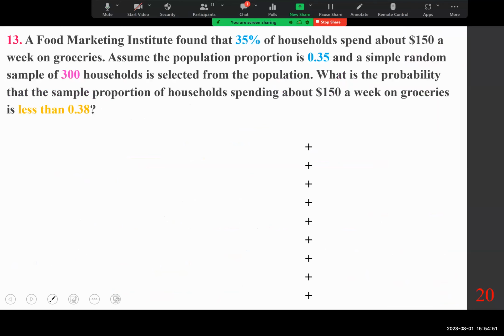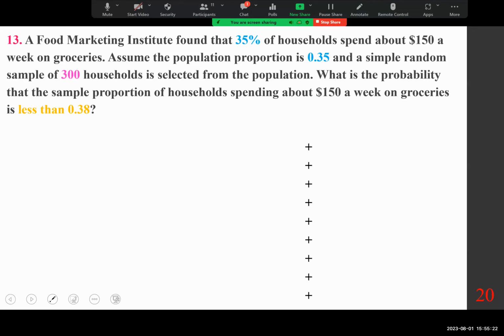Could somebody read this, please? A Food Marketing Institute found that 35% of households spend about $150 a week on groceries. Assume the population proportion is 0.35 and a simple random sample of 300 households is selected from the population. What is the probability that the sample proportion of households spending about $150 a week on groceries is less than 0.38?